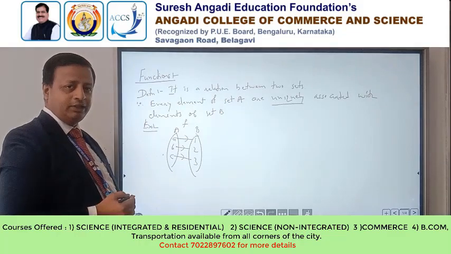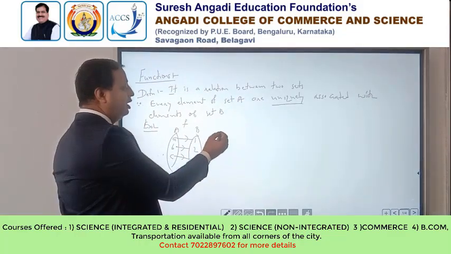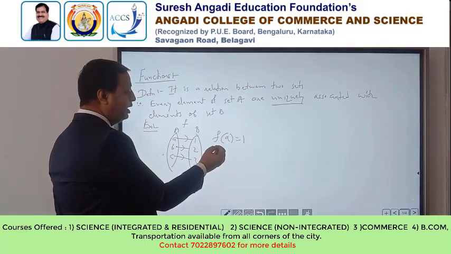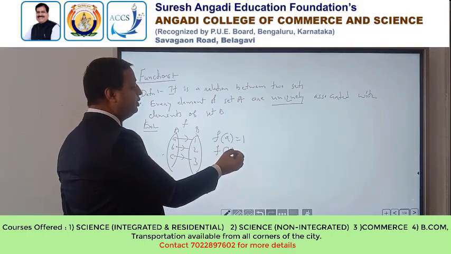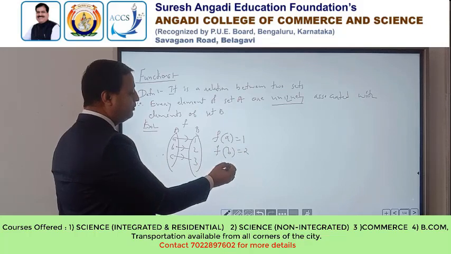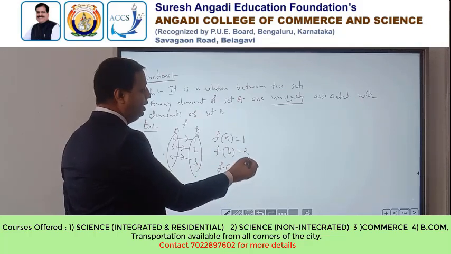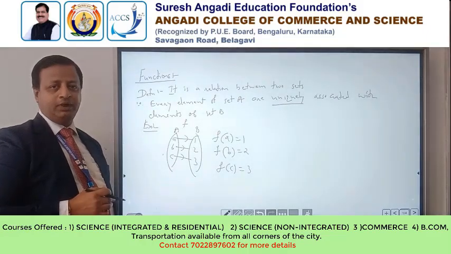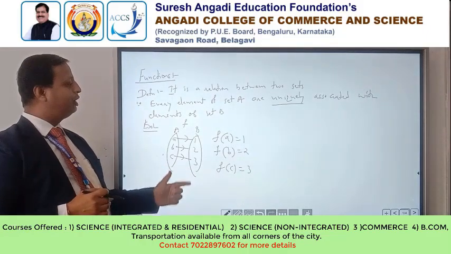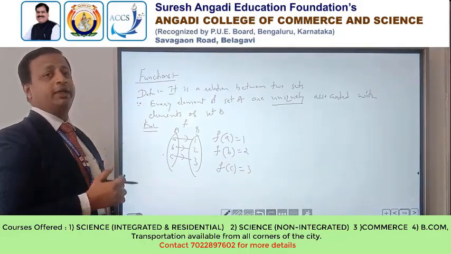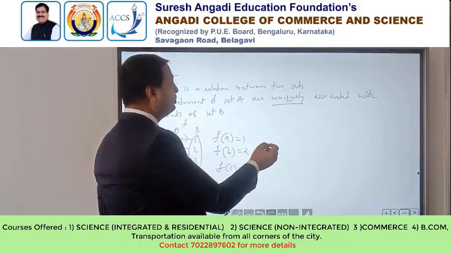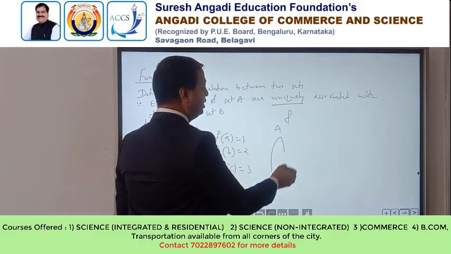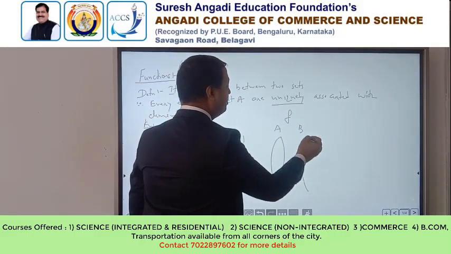In other words, we can write this as f of A is equal to 1, and f of B is equal to 2, and f of C is equal to 3. This is the way of defining a function. Now let me give you an example which is not a function. Let us take one example here to illustrate a relation which is not a function.